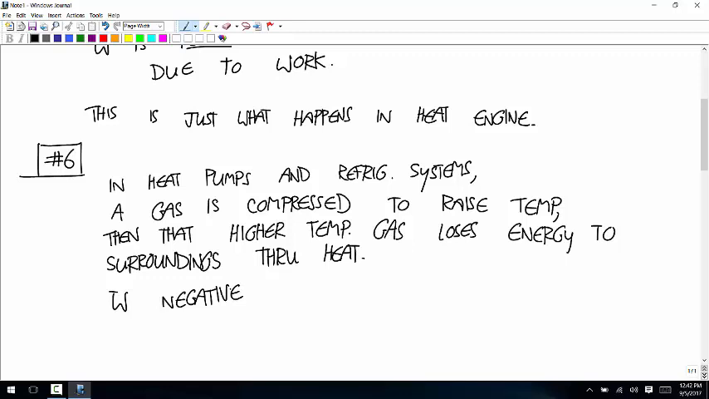And then the heat happens in those exchange regions. Is energy being added to the gas at that exchange region or removed? So heat is leaving the gas into the surroundings, and so is Q positive or negative? Negative.